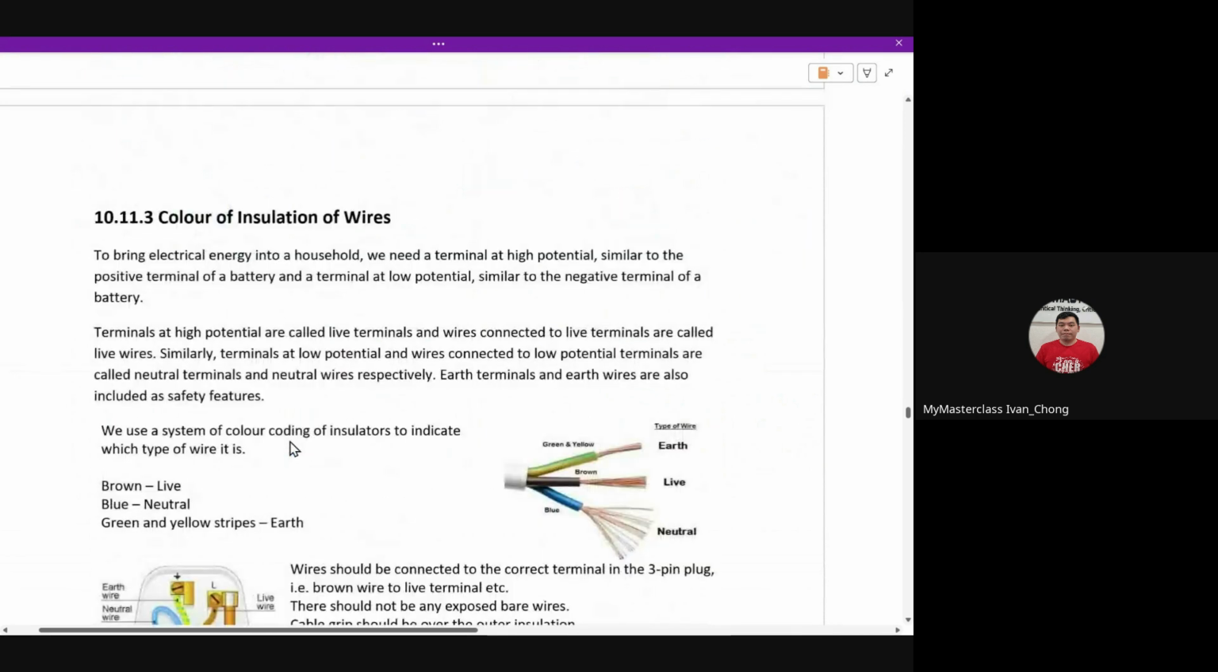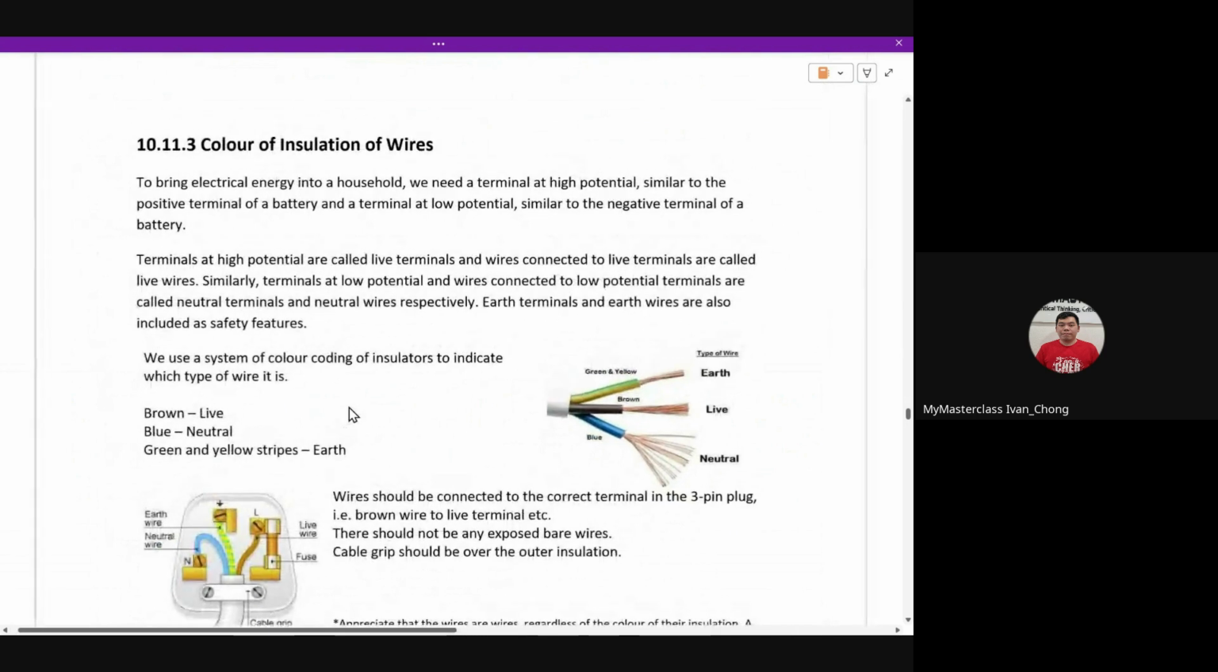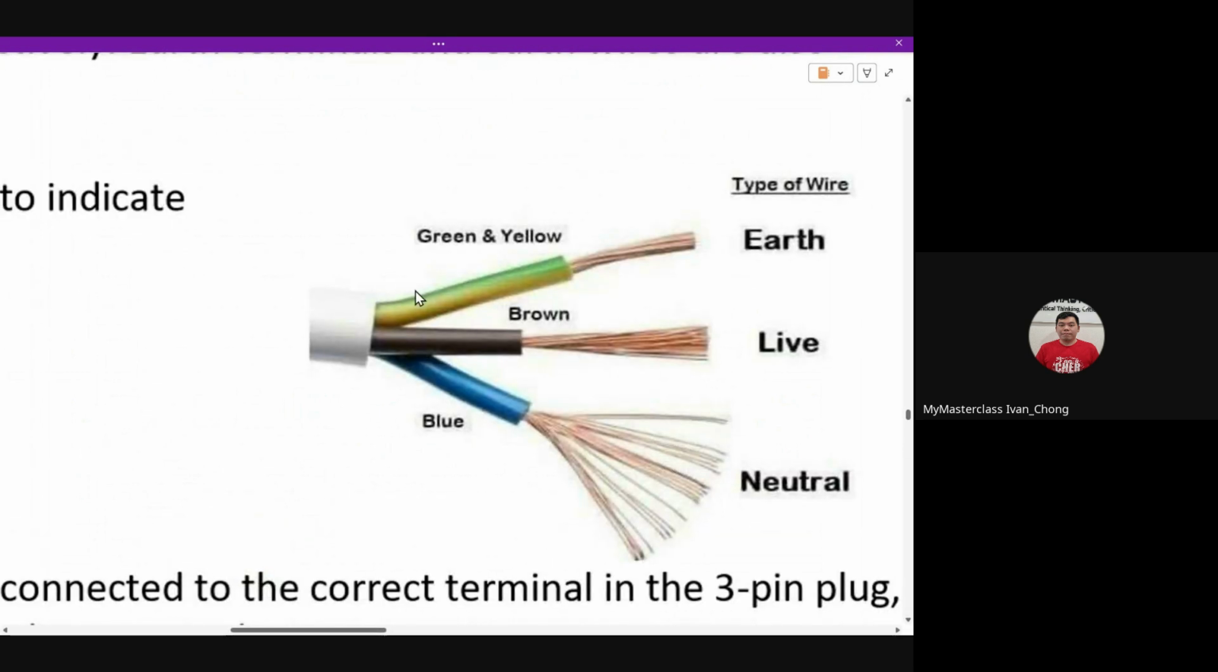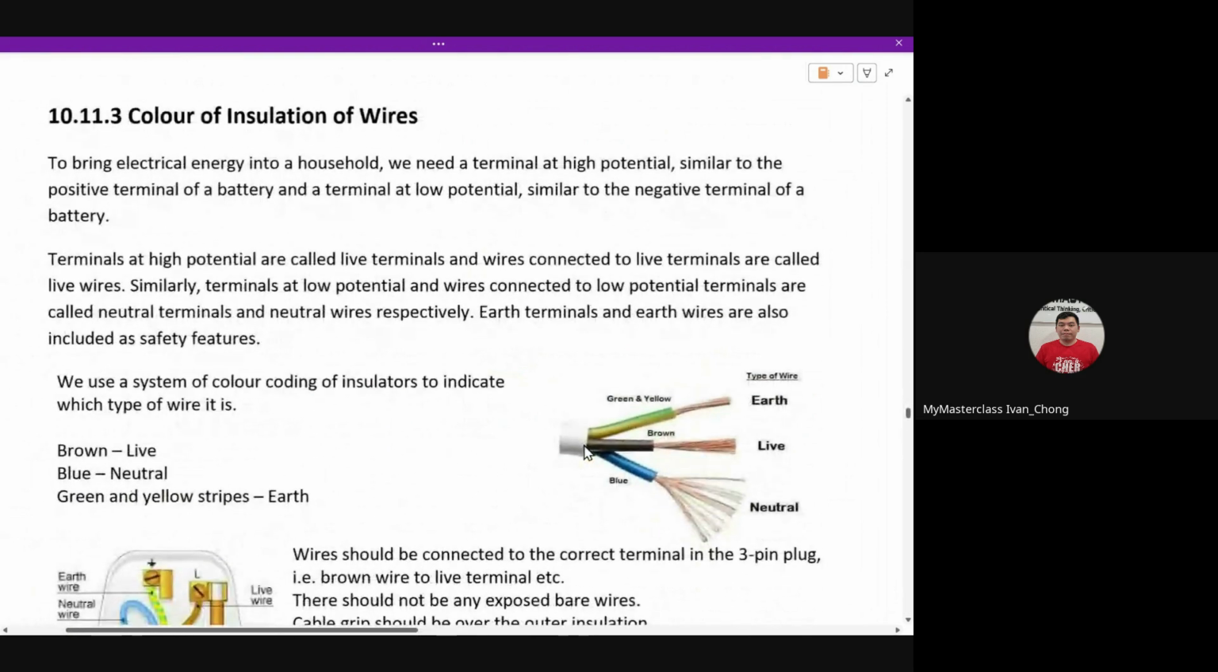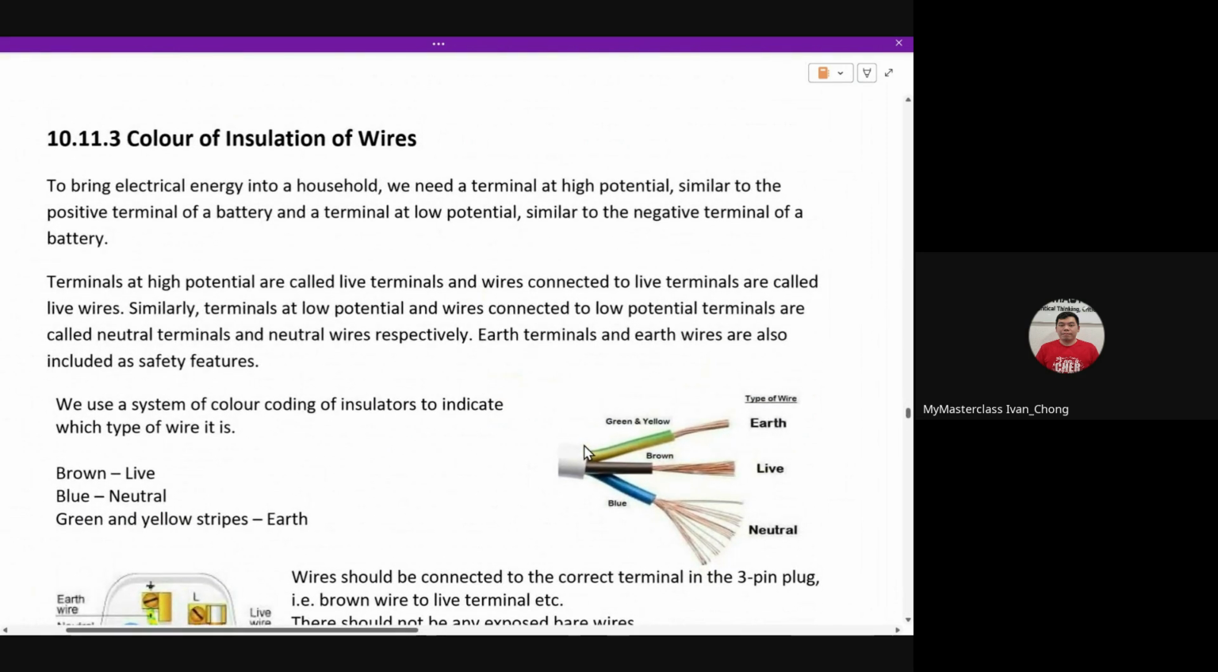Okay. Now, next part over here is the color of your wires. If you notice all the wires around you, we only see one single black wire or white wire or whatsoever. But inside those tubes of wires, there are actually 3 wires inside them. And these 3 wires are wrapped around copper wires. First things first, your high potential terminal is what we call your positive terminal, and your low potential terminal is what we call your negative terminal. So you can just treat it as if it's a battery.